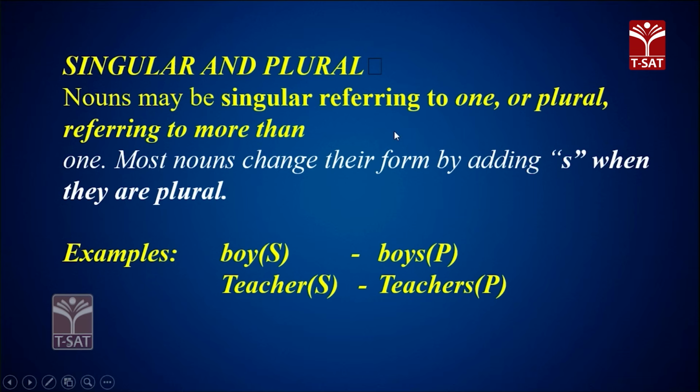Nouns may be singular, referring to one, or plural, referring to more than one. Right? Here we can observe that we can change the form of the nouns by adding es at the end, so that they become plural. Most nouns can change their form by adding s when they are plural. You see, boy, it is singular, S stands for singular. Boys, P stands for plural.